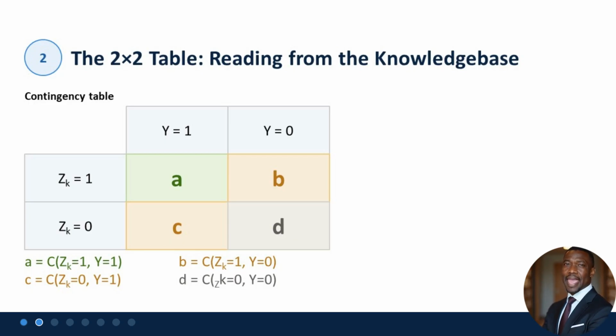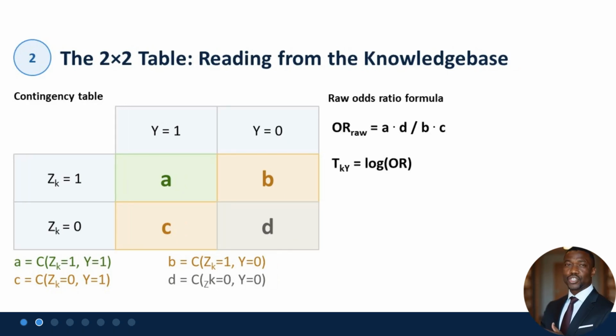These 4 counts, A, B, C, and D, form a 2x2 contingency table. Cell A counts patients who have the feature and the outcome. Cell B counts those with the feature but not the outcome. Cell C counts those without the feature but with the outcome. Cell D counts those with neither.